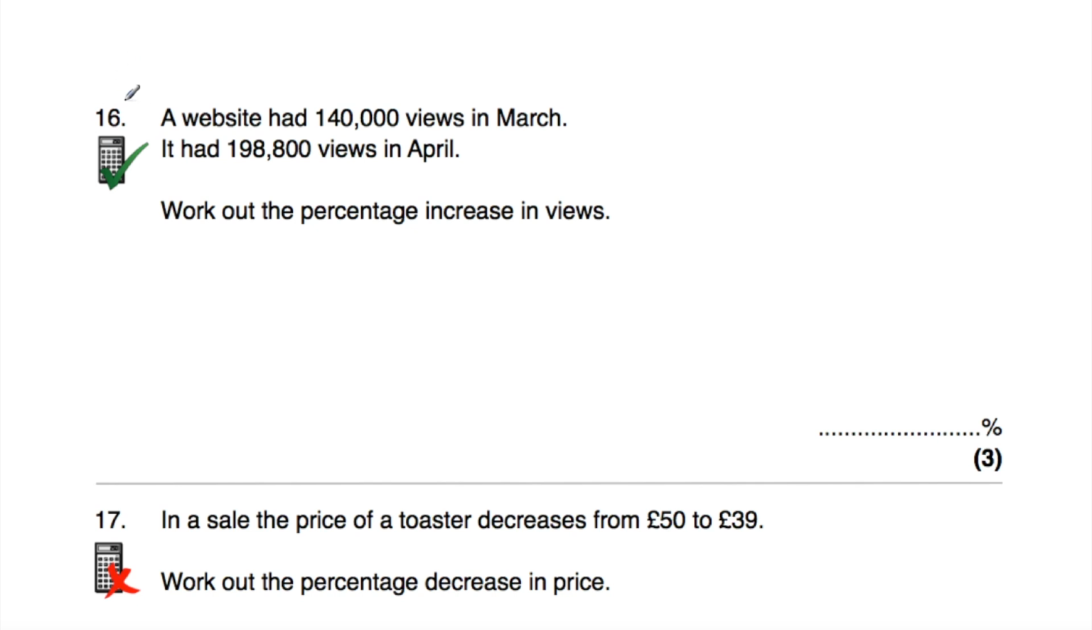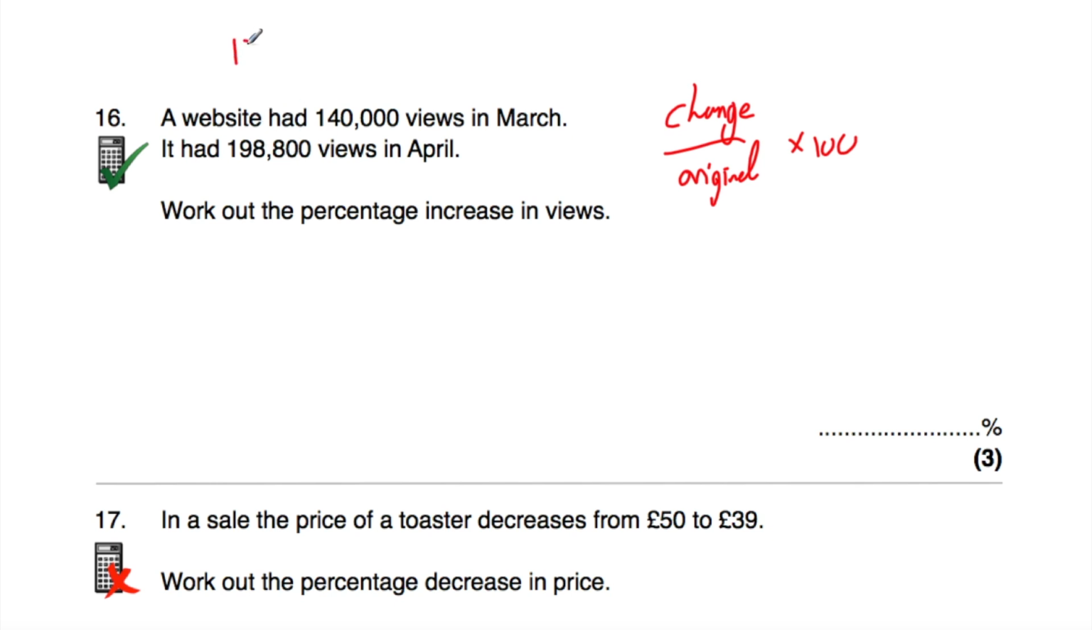Okay, let's look at our next question, question number 16. It says a website had 140,000 views in March and 198,800 views in April, and we've been asked to work out the percentage increase in views. So again, we're going to be doing the change divided by the original times 100. The change is what it goes up by.